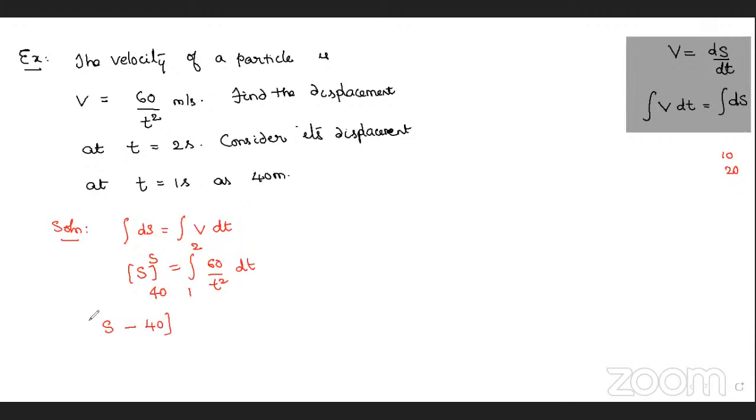Straight away substituting here, now I am going to take the integration on the right hand side. 60 is a constant; a constant in multiplication or division can be taken out. So here 60 integral 1 to 2 of 1 by t square. T square is taken to the numerator, that becomes t power minus 2 into dt.